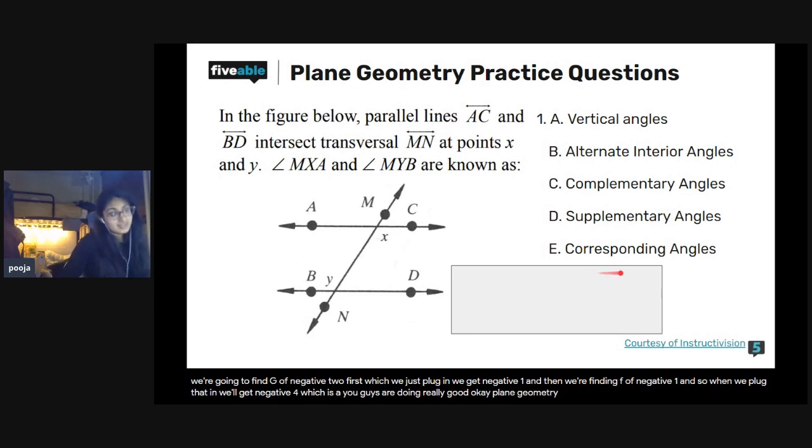Plane geometry. Give you a minute, starting now.